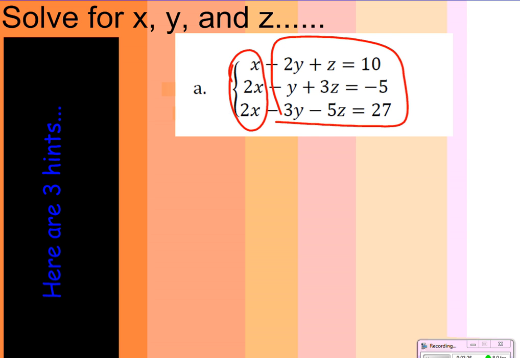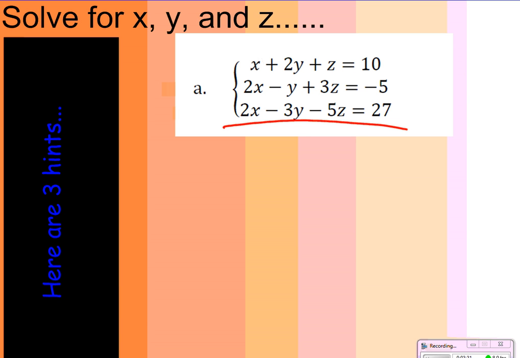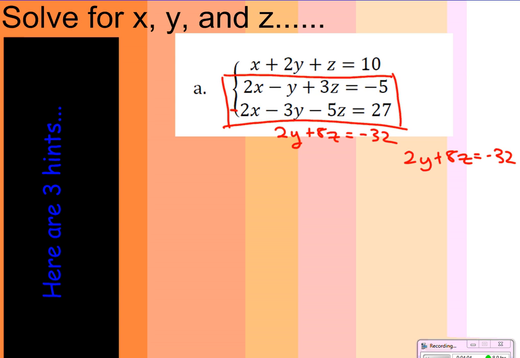All right, so the first thing I'm going to do is take just these bottom 2. So I'm going to kind of ignore this top one. I'm going to take these bottom 2 right here, and I'm going to subtract them. I'm going to do that for the express purpose of eliminating x. So 2x minus 2x is 0. Negative y minus negative 3y is going to be positive 2y. 3z minus a negative 5z is going to be plus 8z. Then negative 5 minus 27, that's going to be negative 32. So over here along the side, I'm going to write 2y plus 8z equals negative 32.